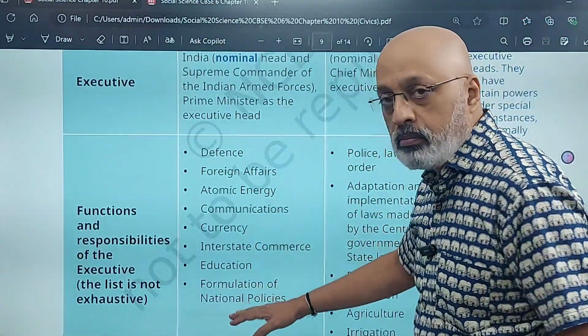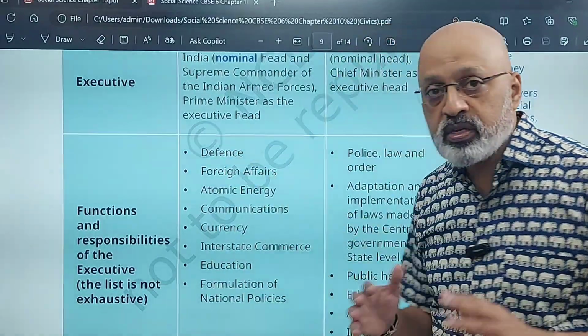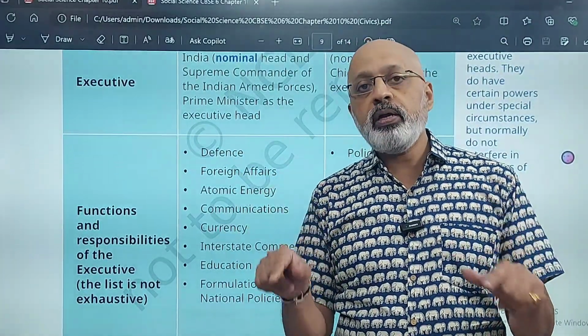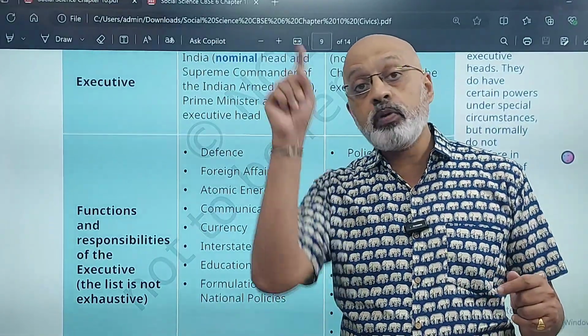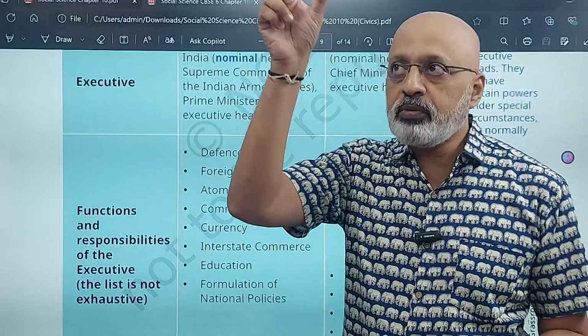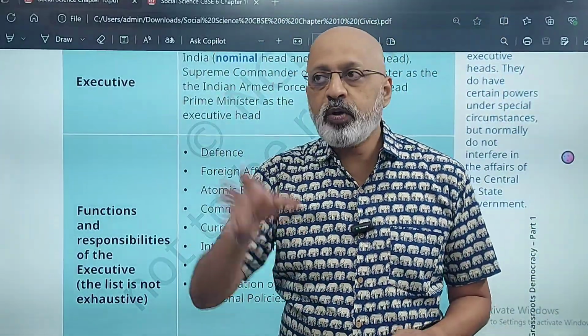Now the central level deals with ministries like defense. If I am in Karnataka, I cannot be involved with where to deploy the army. That's not my job. That's a job of the central government. So there is something called union list, there's something called state list, there's something called concurrent list. So three lists have been made.